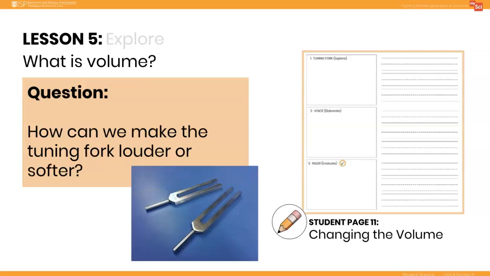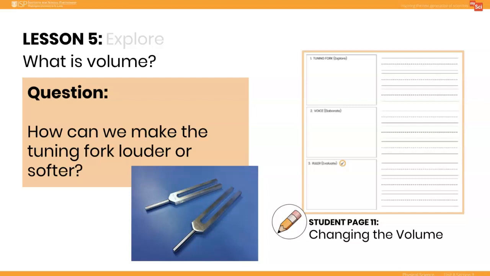For the explore part of this lesson, gather students together and ask, how can we make the tuning fork sound louder or softer? Demonstrate how to use a tuning fork safely, and then ask for 2 student volunteers. Have your student volunteers walk around the room testing different surfaces. As they test different surfaces, see if they can make the tuning fork sound louder or softer.